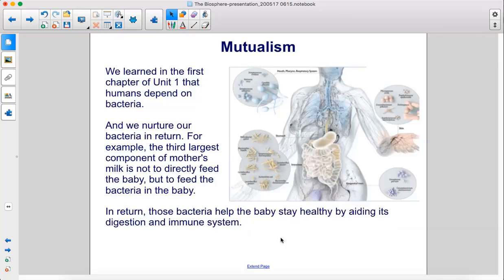We learned in the first chapter of Unit 1 that humans depend on bacteria, and we nurture our bacteria in return. For example, the third largest component of mother's milk is not to directly feed the baby, but to feed the bacteria in the baby. In return, those bacteria help the baby stay healthy by aiding its digestion and immune system.